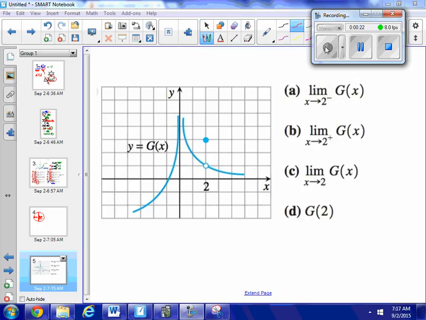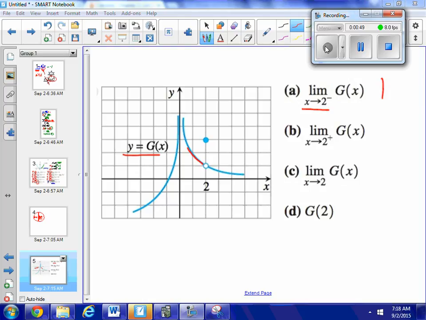So A says I want the limit as x approaches 2 from the negative side of g of x. This is the function g of x. As I'm approaching 2 from the negative side, here I am on my graph, and I'm getting really close to 1. So I think that 1 is the answer to this.